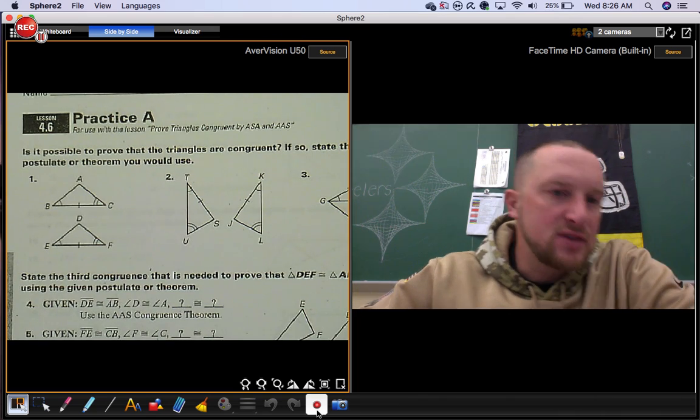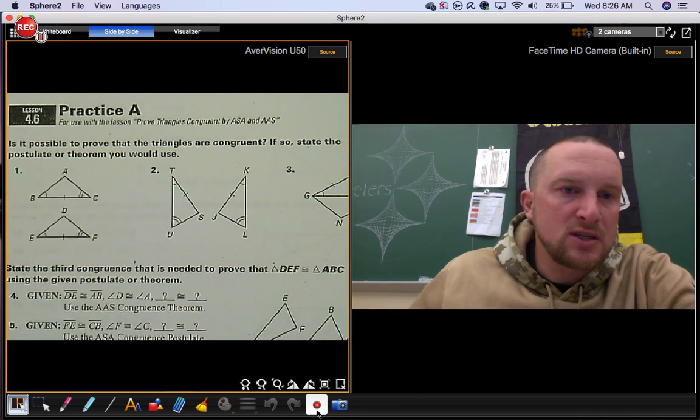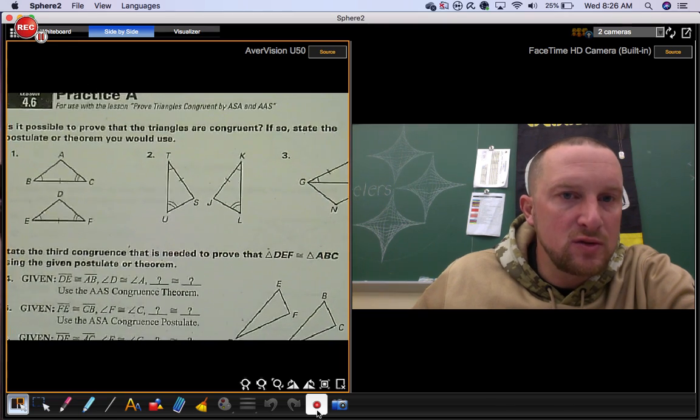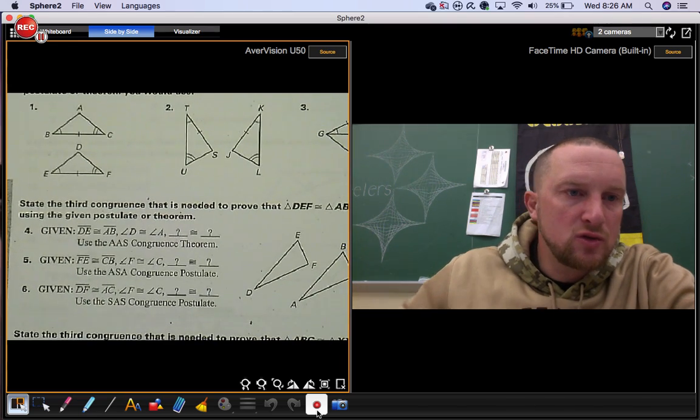This is practice A for section 4.6. Is it possible to prove that the triangles are congruent? If so, state the postulate or theorem that you would use. So here are two triangles in number 1.